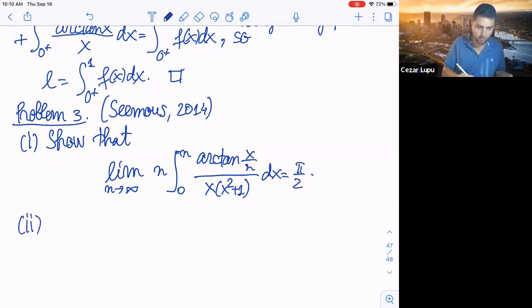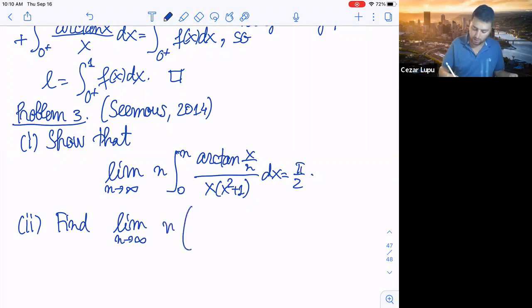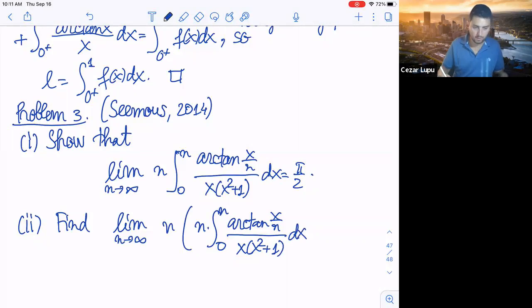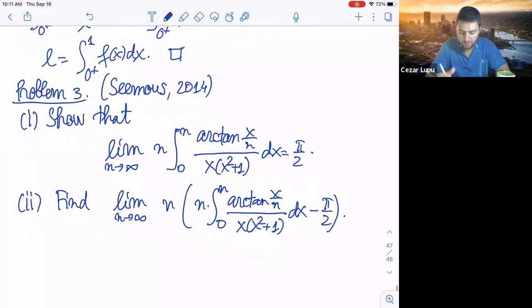And the second part, which is a bit more difficult than this, find, which was pretty similar to the previous problem, the limit as n approaches infinity of n times the integral of this, minus pi over 2. We want to see the first estimate of this one. Yeah, I think that's the statement. All right, so let's see. We would like to have a similar approach to the previous problem. Well, the first part is pretty easy because we know exactly what to do.